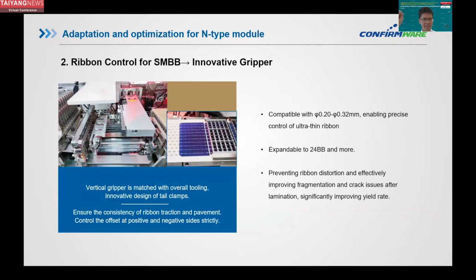And we designed a special ribbon control system for SMBB. One is the vertical grip. It can catch the ribbon, now we call it round wire, in the right position, so the ribbon and the bus bar can match very well. The other thing is we designed an overall tooling. That means it has a big hold-down to press the ribbon, so the ribbon and the bus bar can touch very tightly. It will help the soldering quality. It is very good for the zero bus bar system.